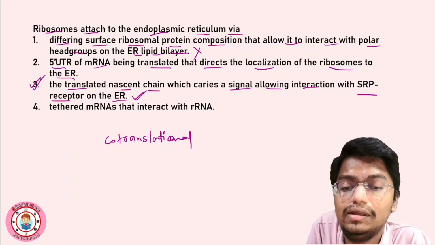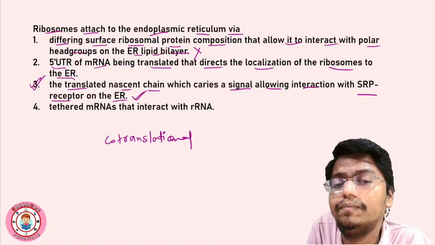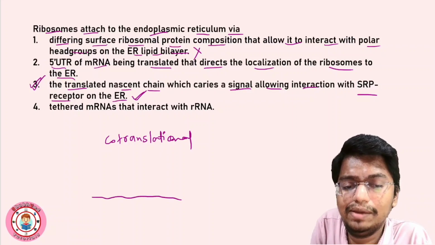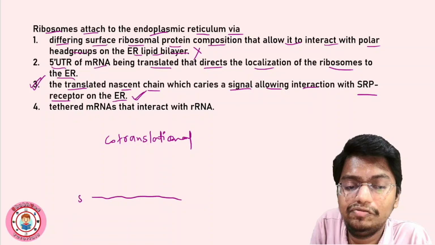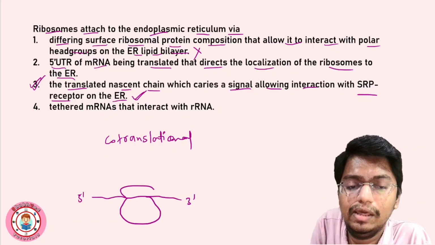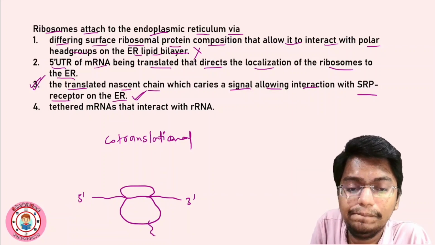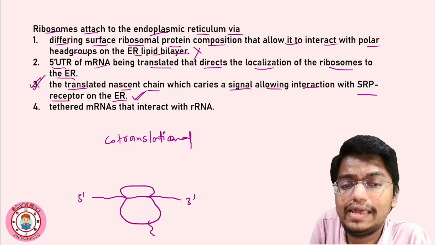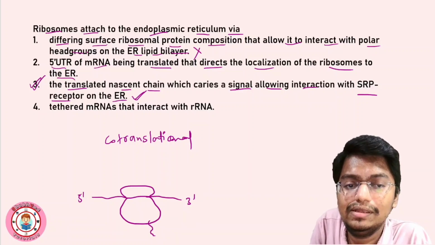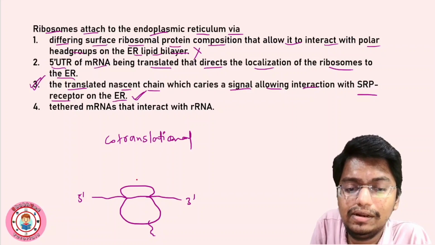मतलब, I will show you diagram. See, this is a mRNA. Okay, mRNA 5' and 3'. Right. अभी यहाँ पे लार्ज सबयूनिट बाइंड है, यहाँ पे स्मॉल सबयूनिट. ओके, ऐसे प्रोटीन आ रहा है. नाउ दिस प्रोटीन इज हैविंग अ सिग्नल. ओके, सिग्नल है. सिग्नल आई विल ड्रॉ इन रेड कलर.